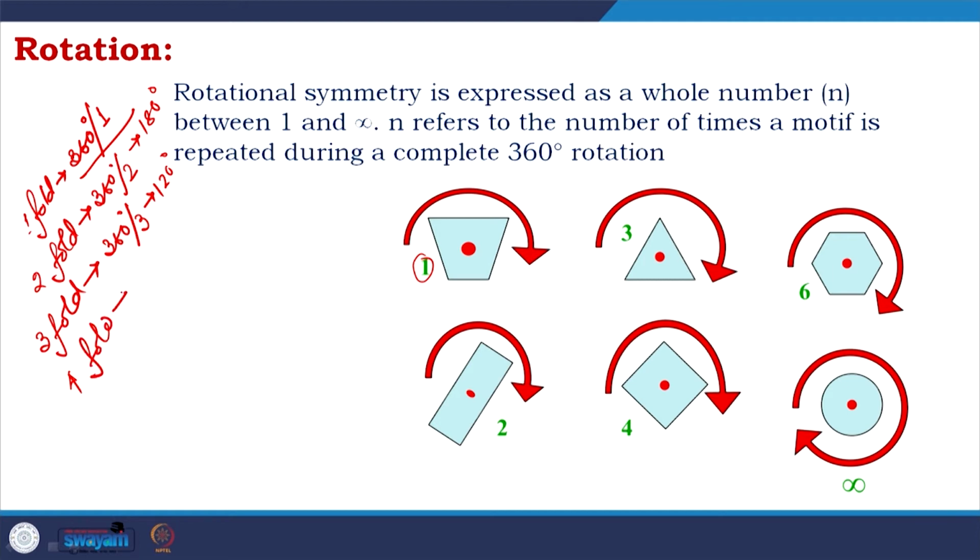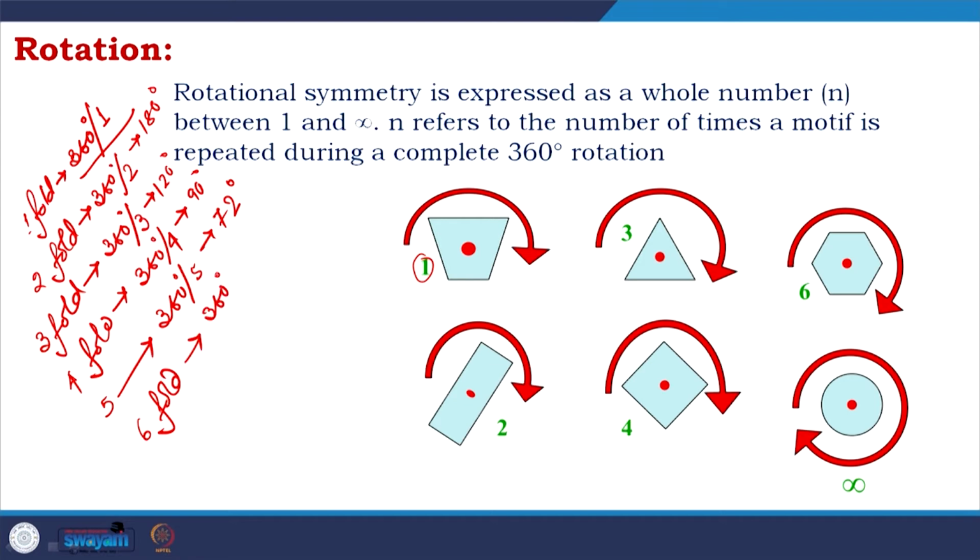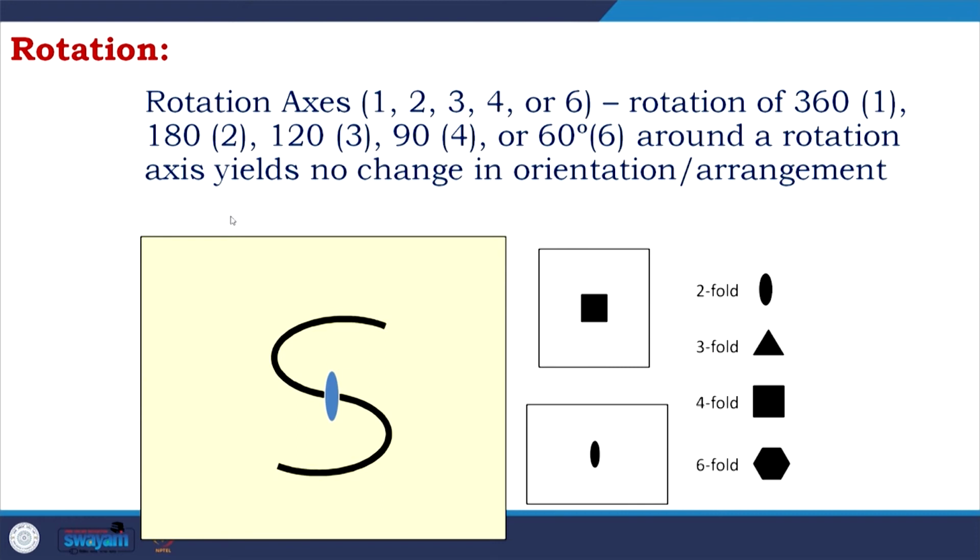Fourfold, 360 degrees divided by 4 is 90 degrees. Fivefold, you have an idea, is 72. Sixfold, 360 degrees divided by 6 is 60 degrees. In that way you will get the rotation axis: 1, 2, 3, 4 or 6.